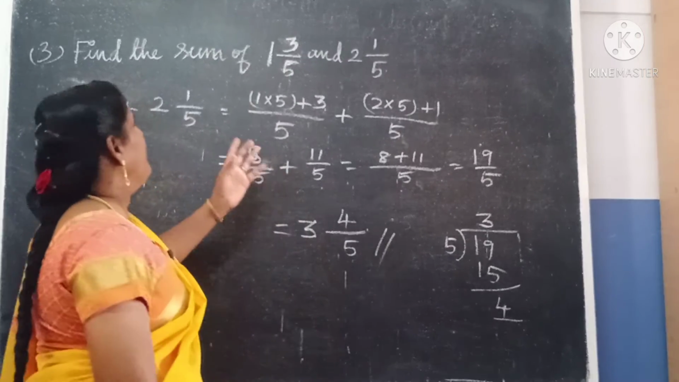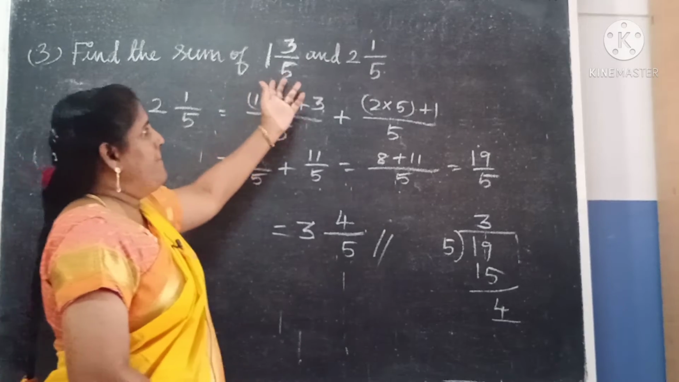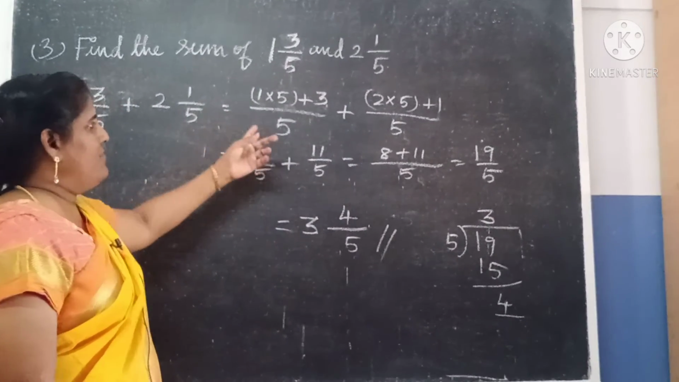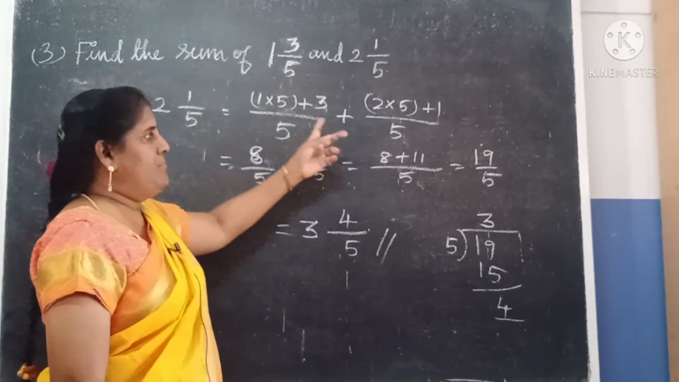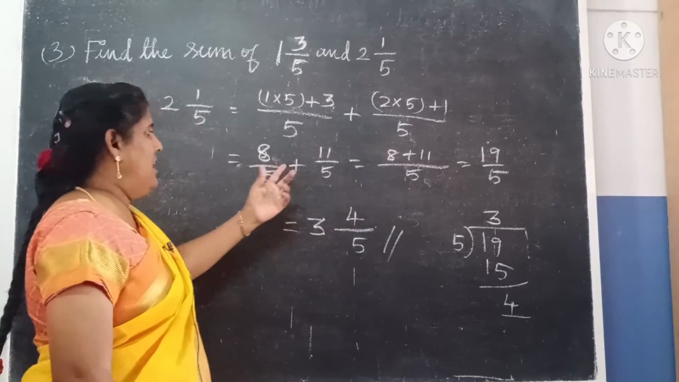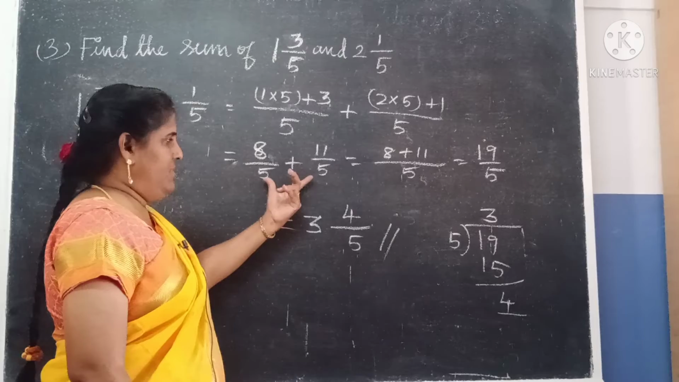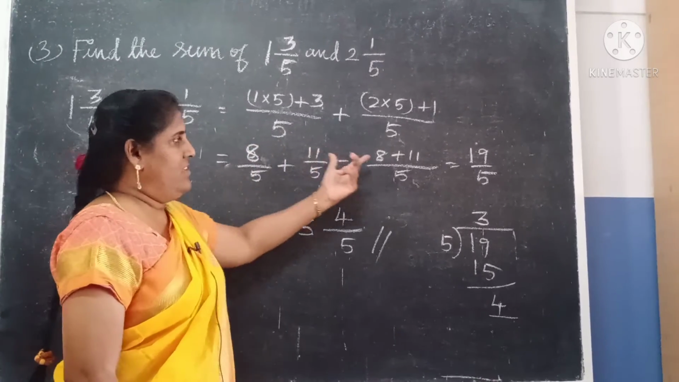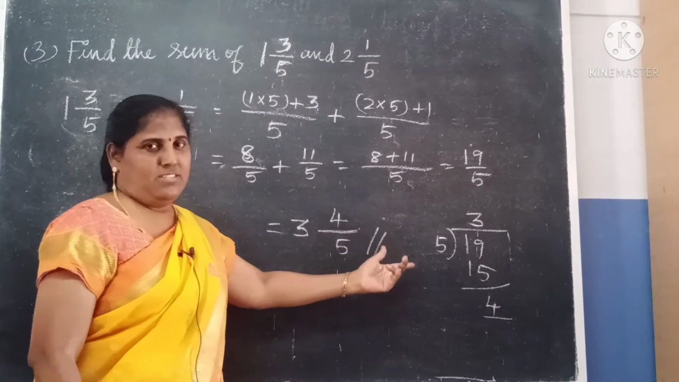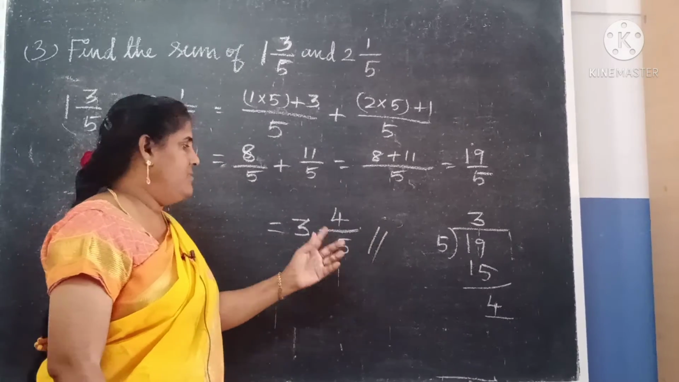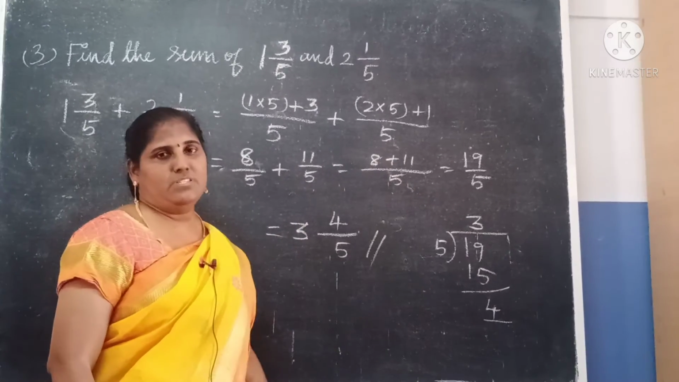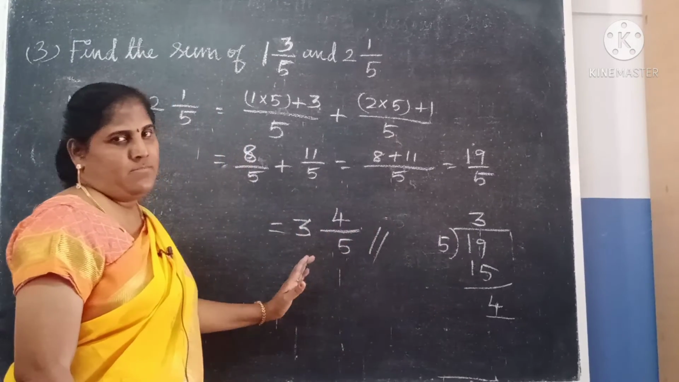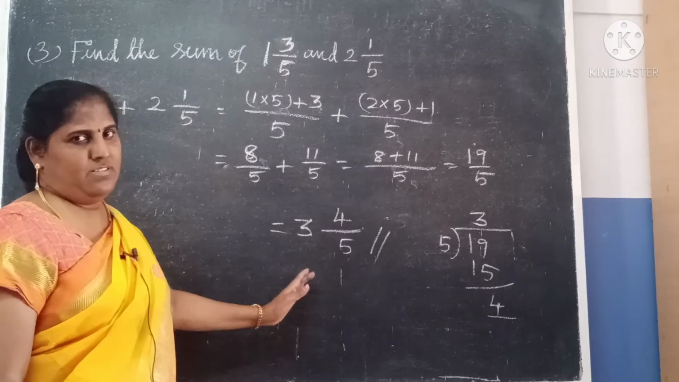See children, if they give 2 mixed numbers to add, first of all you convert the mixed numbers into improper fractions. Then after that, if both are like fractions, you just add the numerators and find the answer. If the answer comes as an improper fraction, you again convert it into a mixed number. That is the answer. Next one.